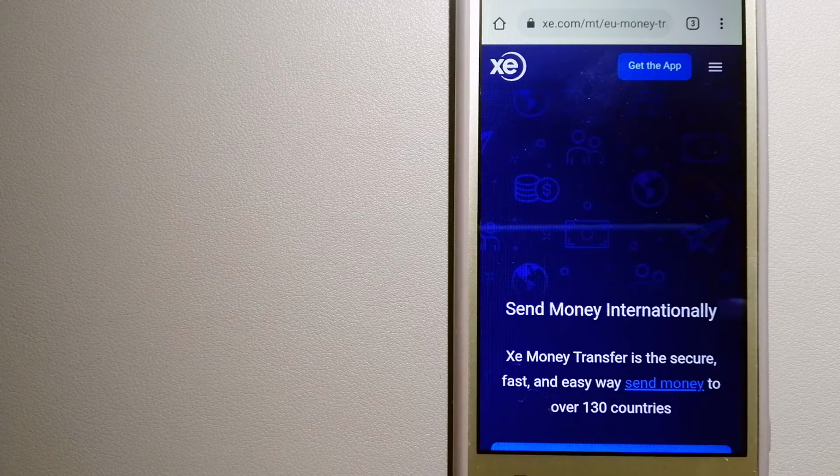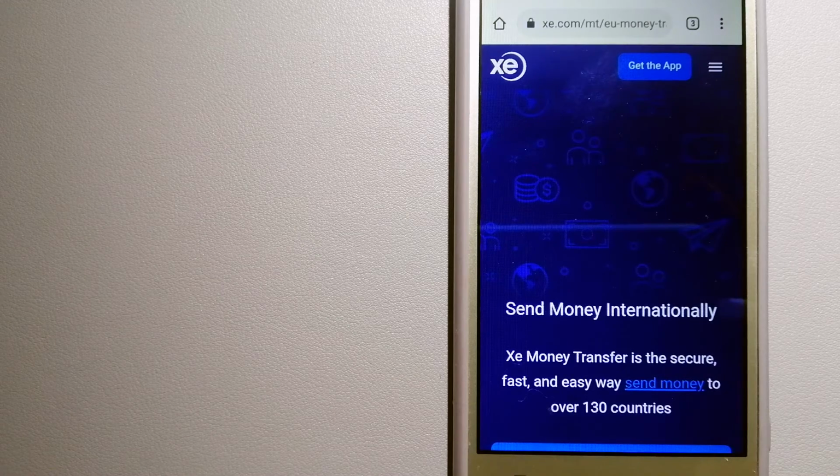The third option is the XE Money Transfer. This is an online money transfer company that offers a cheaper and faster way to send money internationally. And as a trusted and seasoned name in foreign exchange, they could be a good option for your international money transfer. Founded in 1993, they have been dealing in foreign exchange for a long time.